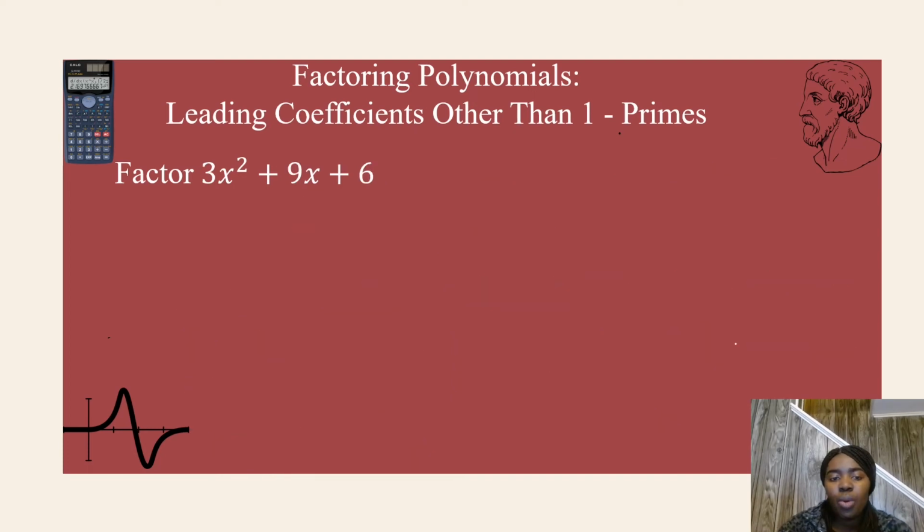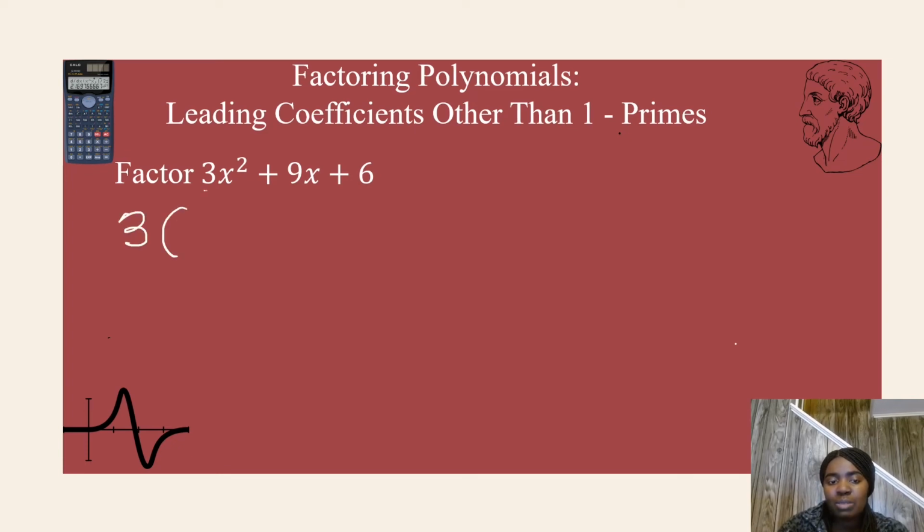Okay, so why don't we try another example? We have 3x squared plus 9x plus 6. So first, we always want to factor out any common factors, okay, before we actually get down to the complete factorization. So here we see a common factor. Can you guess what it is? If you said 3, you're right. 3 goes into each of these coefficients. So I'm going to pull 3 out like that.